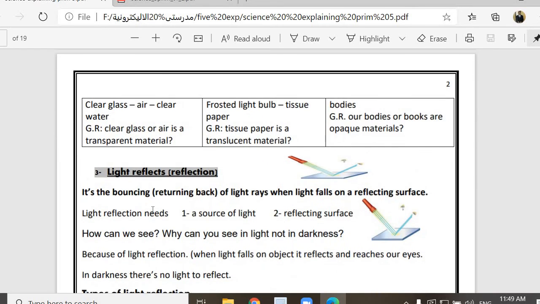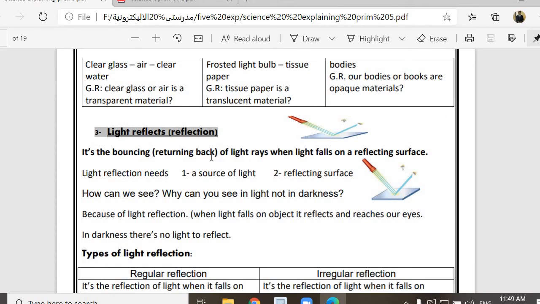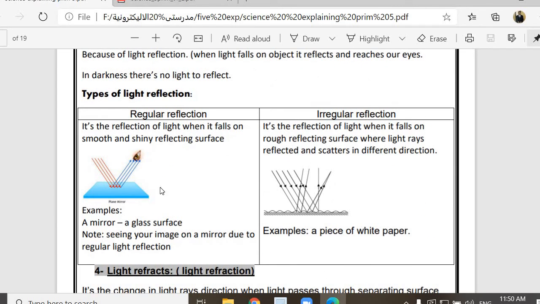If you have more time, we will study light reflection, its definition, and the bouncing or returning back of light rays when light falls on reflecting surfaces. We also have to study what we need in order to expect that light reflects. First, a source of light, like the candle or the lamp. Second, a reflecting surface. And how to do this? We can see this one.